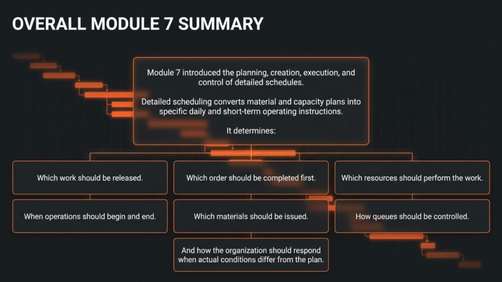Overall Module 7 Summary. Module 7 introduced the planning, creation, execution, and control of detailed schedules. Detailed scheduling converts material and capacity plans into specific daily and short-term operating instructions. It determines which work should be released, which order should be completed first, which resources should perform the work, when operations should begin and end, which materials should be issued, how queues should be controlled, and how the organization should respond when actual conditions differ from the plan.